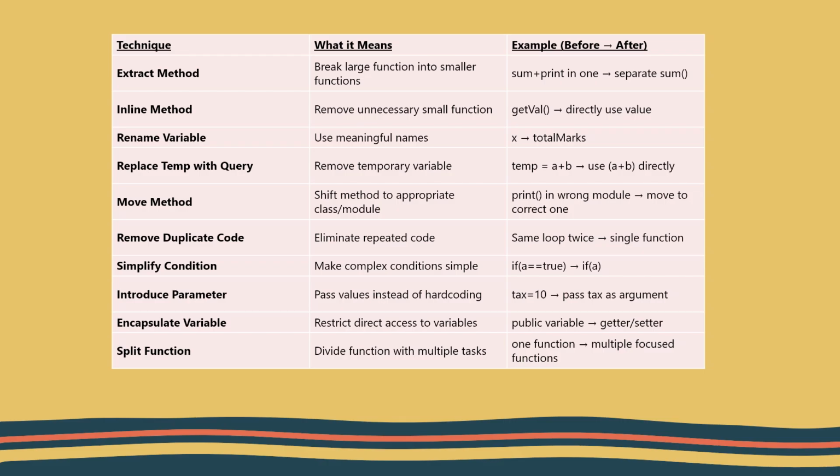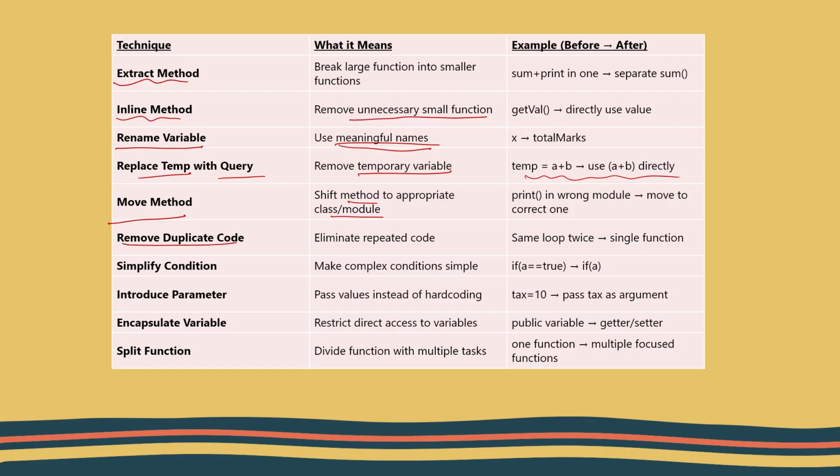So basically, first is your extract method, which we have talked about. Then is your inline method: remove unnecessary small functions. Rename variable: use meaningful names. Replace temp with query: remove temporary variables. Why not use a plus b directly? Move method: shift method to appropriate class or module. Printing is non-module, move to the correct one.